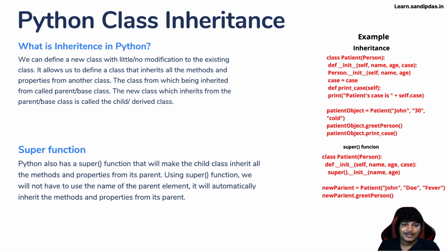Now what is the super function? Python also has a function, the super function, which will make the child class inherit all the methods and properties from the parent. Using the super function, we do not have to use the name of the parent class. It will automatically inherit the methods and properties of its parent. Now enough talk, let me show you an example so it will be more clear to you guys.